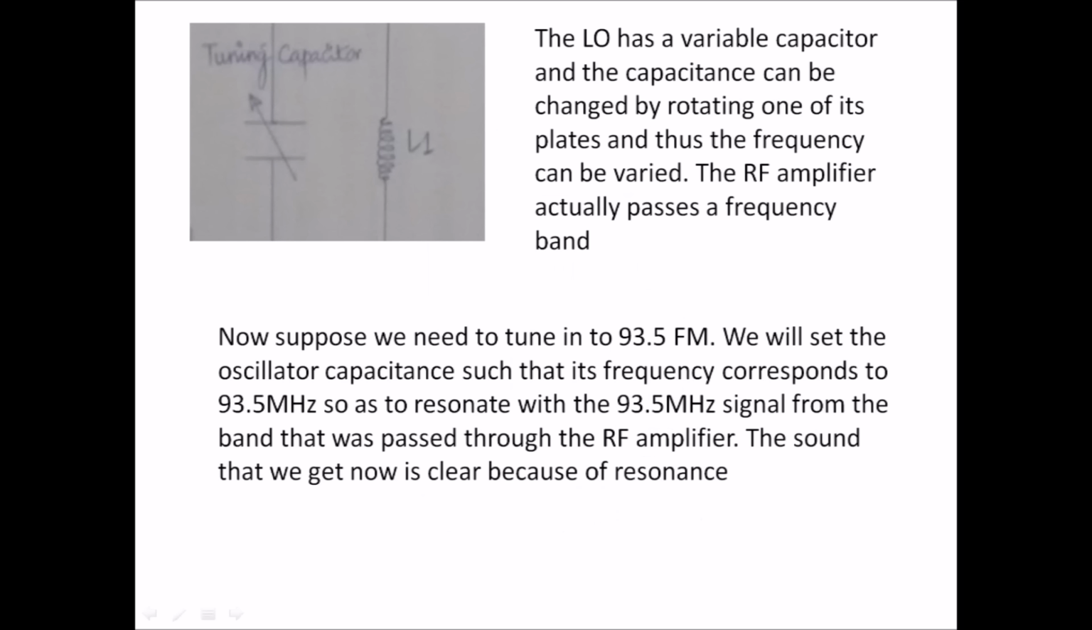The local oscillator has a variable capacitor, and the capacitance can be changed by rotating one of its plates, and thus the frequency can be varied. The RF amplifier actually passes a frequency band.